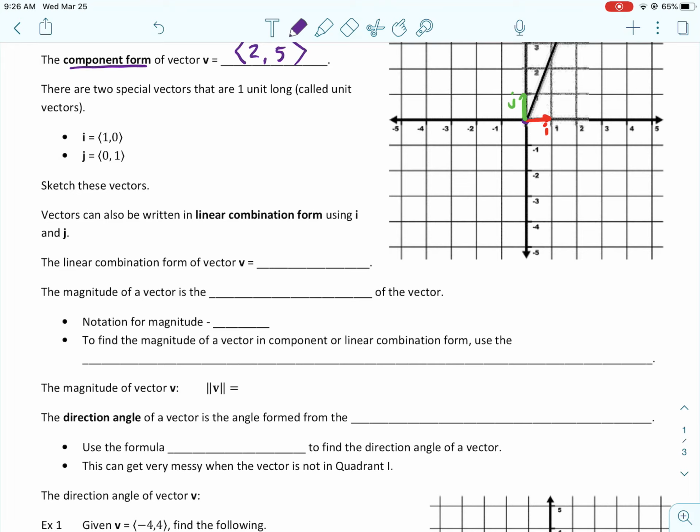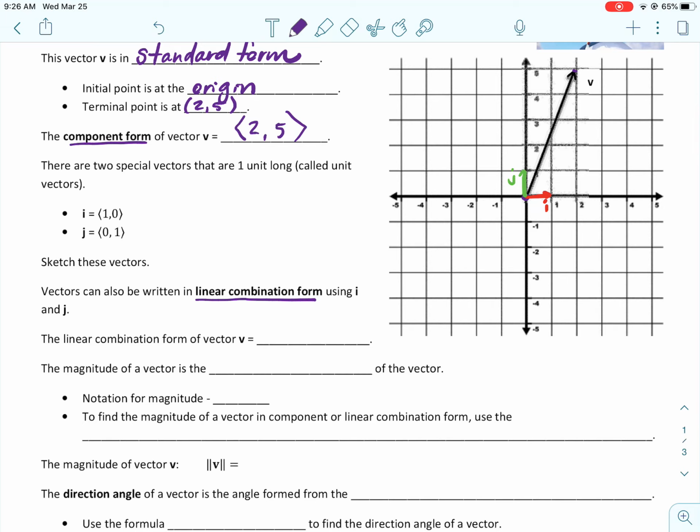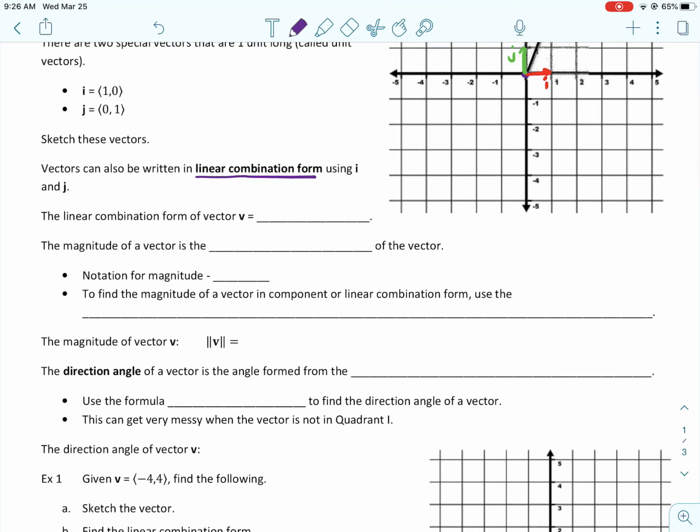All right, now the reason why I needed to talk to you guys about those special unit vectors is because there's another form that we can write vectors in, and it's called linear combination form. Linear combination form uses those vectors i and j to represent a longer vector, or shorter, that is not just 1 unit long. So if we take the vector we started with, vector v, that in component form was <2, 5>, in linear combination form, it's going to be 2i + 5j.